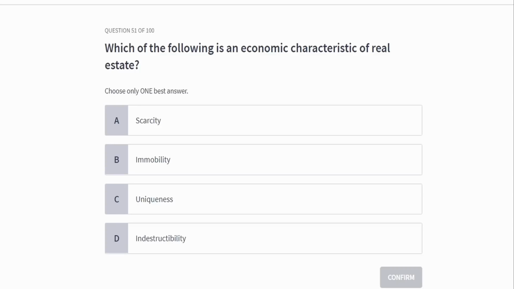So anyways, I'll just repeat the question. Which of the following is an economic characteristic of real estate? And it gives us 4 options: scarcity, immobility, uniqueness, or indestructibility. So here's some time for you guys to figure out your answer, starting now.